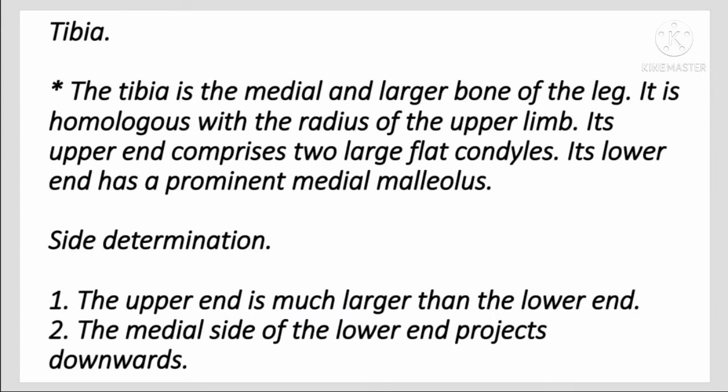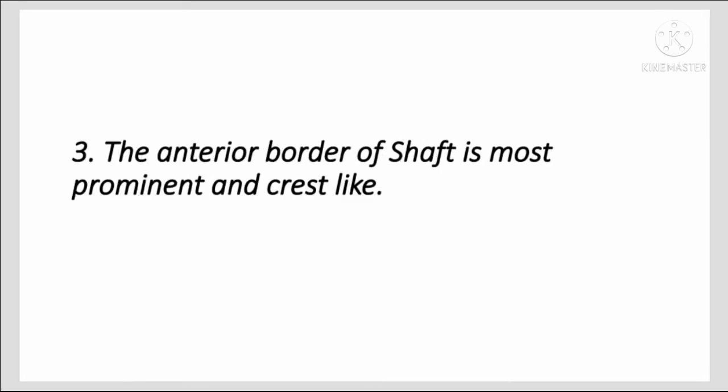Tibia: the tibia is the medial and the larger bone of the leg. It is homologous with the radius bone of the upper limb. Its upper end comprises large flat condyles. Its lower end has a prominent medial malleolus. Side determination: the upper end is much larger than the lower end. The medial side of the lower end projects downwards. The anterior border of the shaft is more prominent and crest-like.